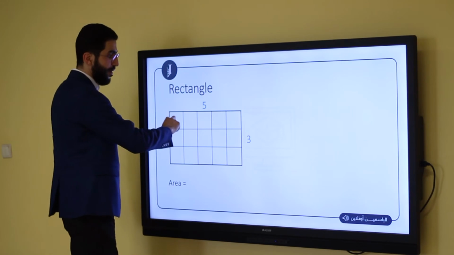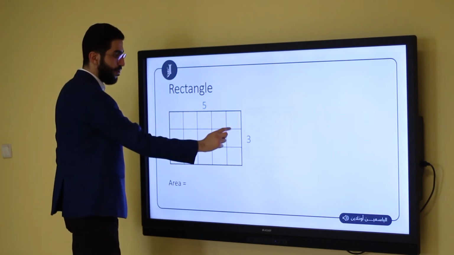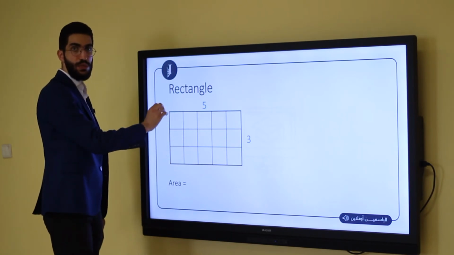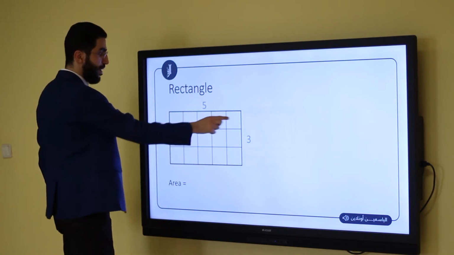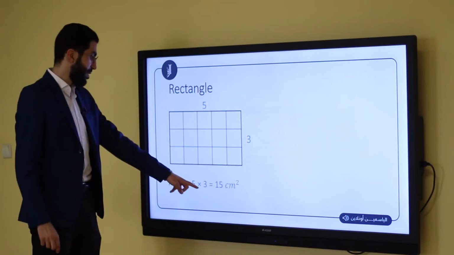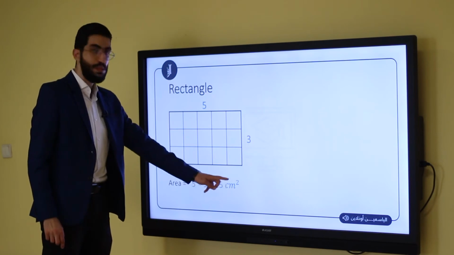So we have 5 squares in one row, we have 3 rows. So to find the total of all the squares, we need to multiply. So 5 times 3. So area is 5 times 3 equal to 15 centimeters square.